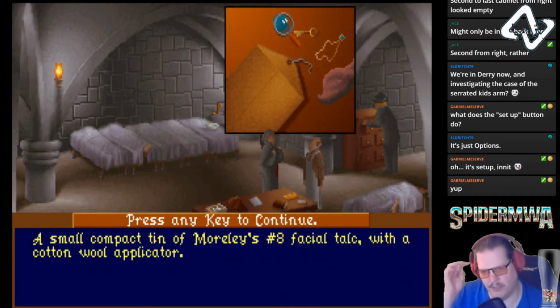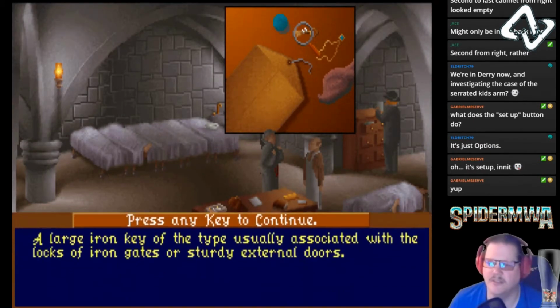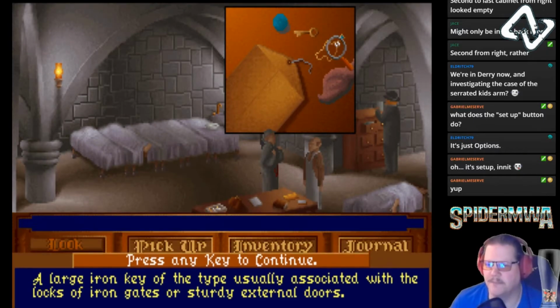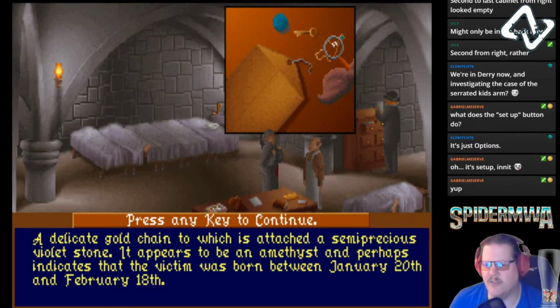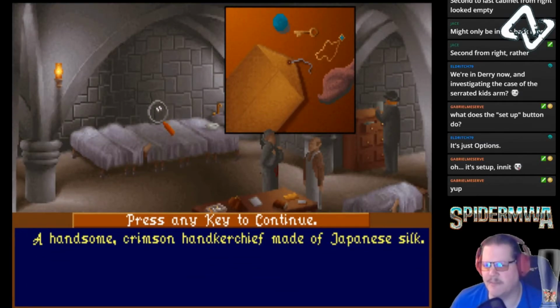There's the facial powder, a small compact tin of Morley's number 8 facial talc with a cotton wool applicator. Large iron key of the type usually associated with the locks of iron gates or sturdy external doors. A delicate gold chain into which is attached a semi-precious violet stone. It appears to be an amethyst and perhaps indicates that the victim was born between January 20th and February 18th. A handsome crimson handkerchief made of Japanese silk.